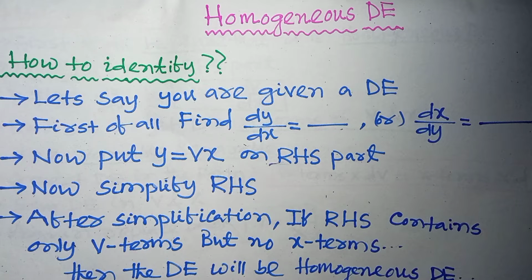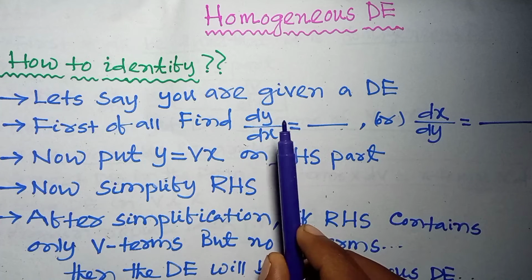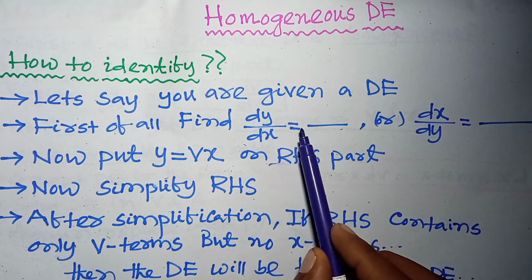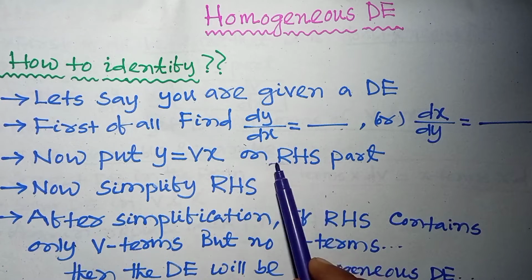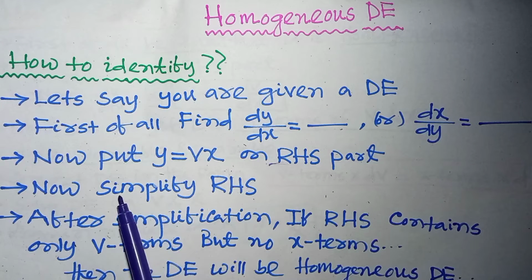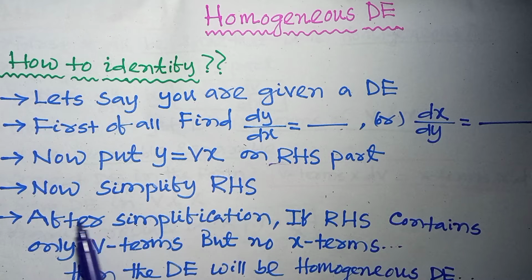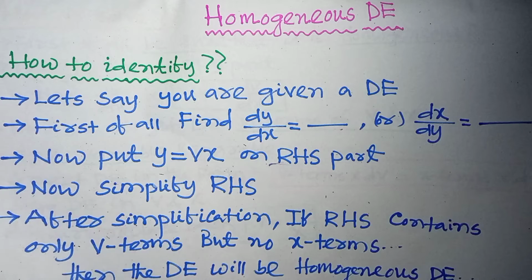So first of all you have to find dy by dx or dx by dy. Then you have to put y is equal to vx on the RHS side, and then simplify the RHS. Now after simplification, if the RHS contains only v terms but no x terms, then the differential equation will be known as a homogeneous differential equation.